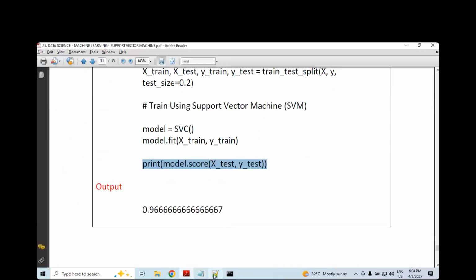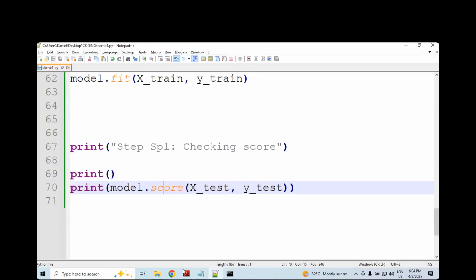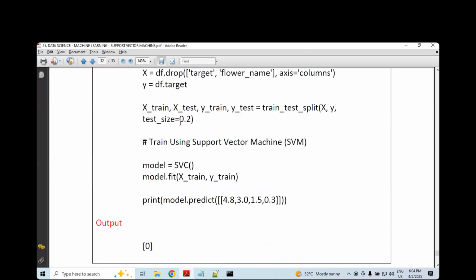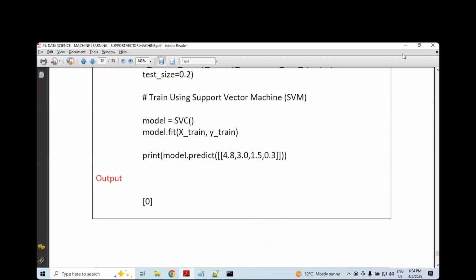Let's move on. Model prediction. I have one small question for you. During the training, what is the feature length? You provide 4 features: sepal length, sepal width, petal length, petal width. Then while doing prediction also, please provide 1, 2, 3, 4. Make a note on this one.